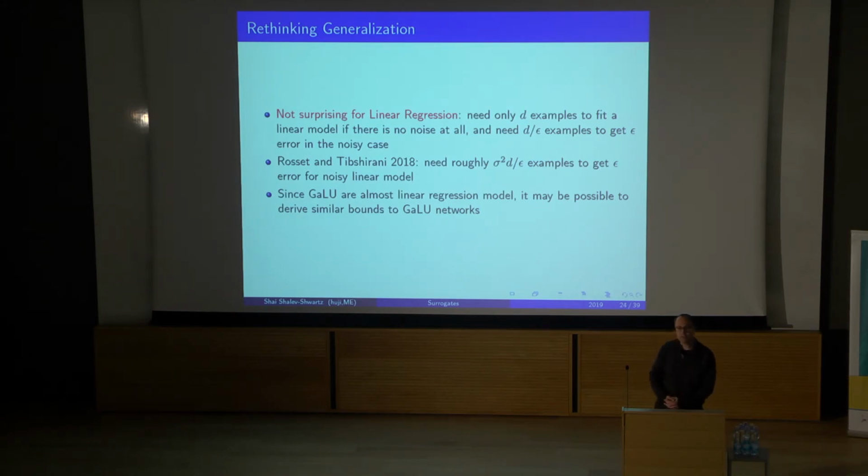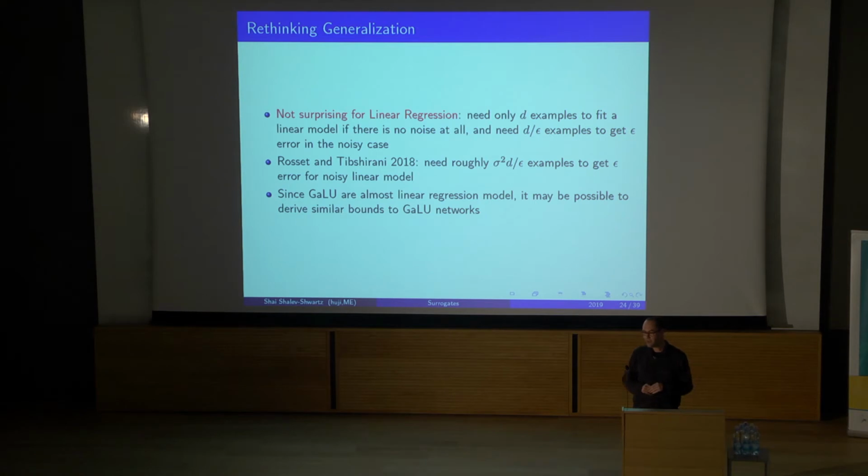And when you think about it, GaLU networks are very similar to simple vanilla linear regression. And if you think about the phenomena that is described in the Zhang et al. paper, it is not surprising at all when you think about linear regression. Maybe the surprising thing is that all learning theory does not think about linear regression. This is more surprising, okay?